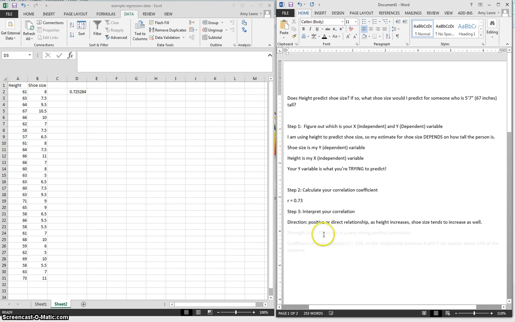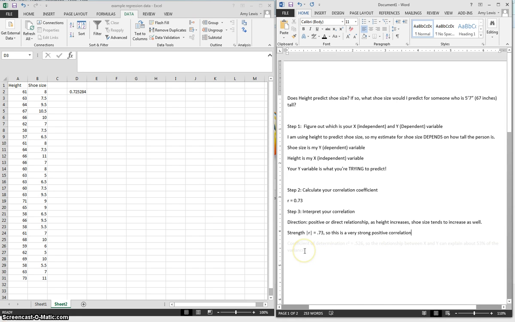Then I look at my strength, and when I think about the strength, I'm looking at the absolute value. Correlations with an absolute value closer to 1 are stronger relationships than correlations with an absolute value close to 0. The absolute value in this case is 0.73, so this is a really strong positive correlation. Just saying really strong is still a little squishy for statistics, so let's quantify what we mean by very strong positive correlation.